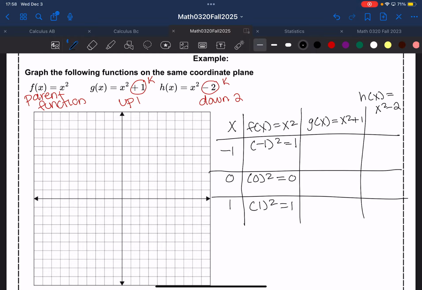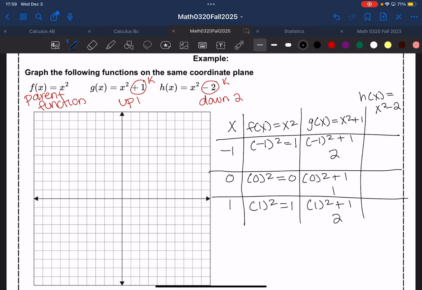And now I'm going to plug into g of x. So this is -1 squared plus 1. So this is 1 plus 1, which is 2. Then I have 0 squared plus 1, which is 1. Square 0, I get 0. 0 plus 1 is 1. What would I get when I plug in 1? 2, right? 1 squared is 1. 1 plus 1 is 2.